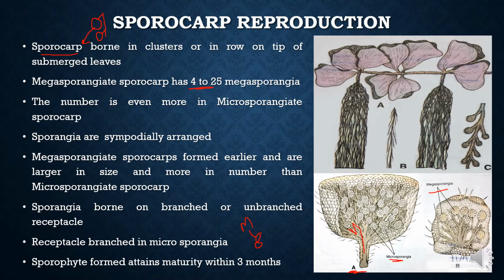Of these 25 or 4 megasporangia, each sporangium develops into 8 megaspores. Ultimately, out of these 8 megaspores, only one survives, and the rest of the megaspores just break down and add to the nutritive fluid, along with the tapetum.